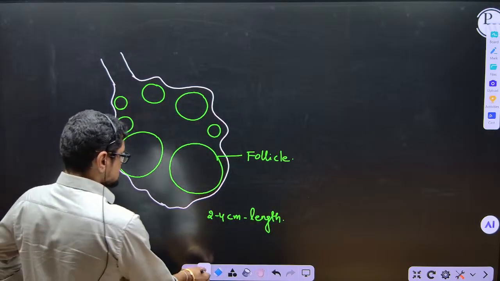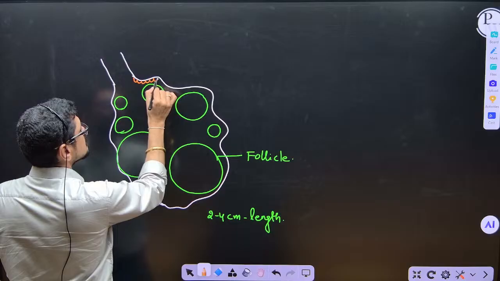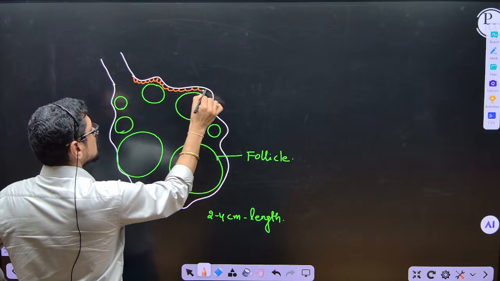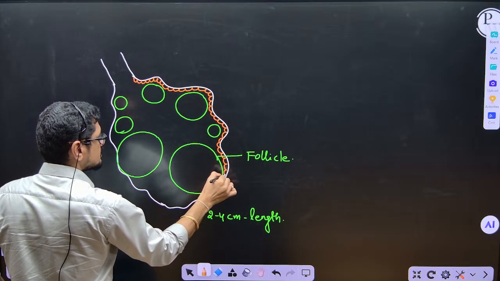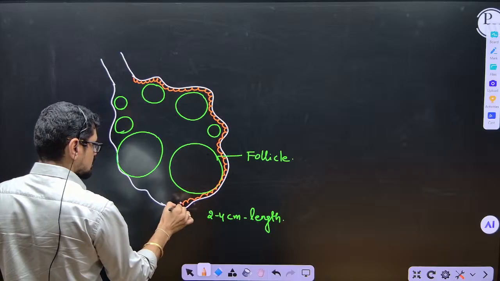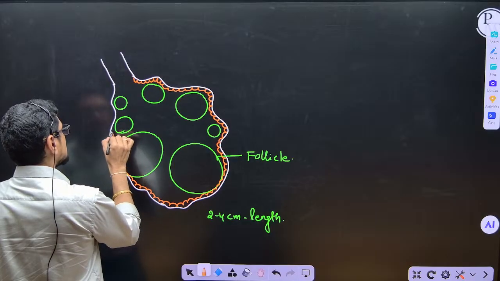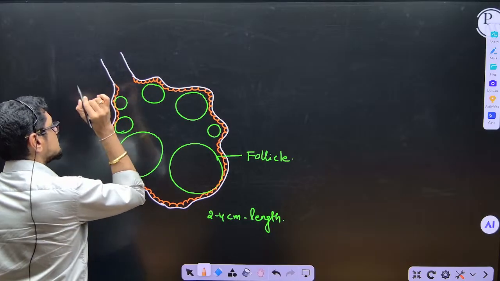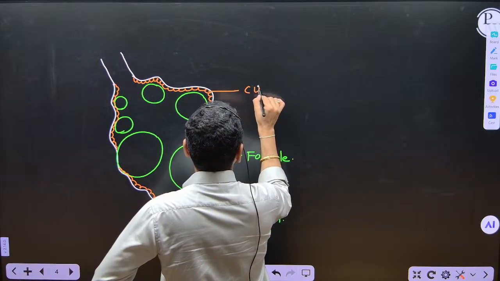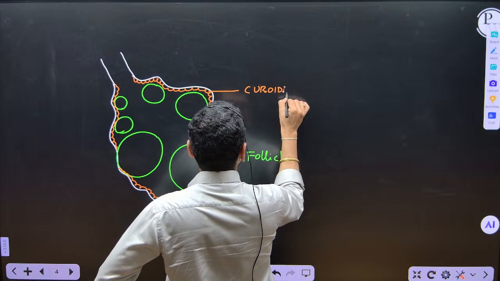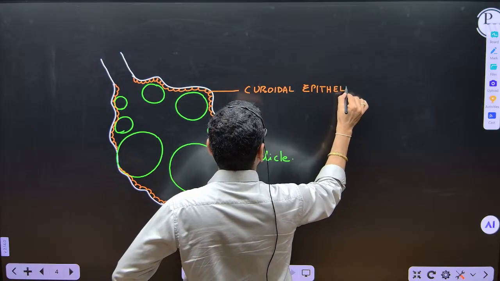A pair of ovaries are present, and here you can see one epithelium also, cuboidal epithelium, throughout the lining. I have to draw this. This is the outermost layer. This is cuboidal epithelium. Let me write here: cuboidal epithelium.